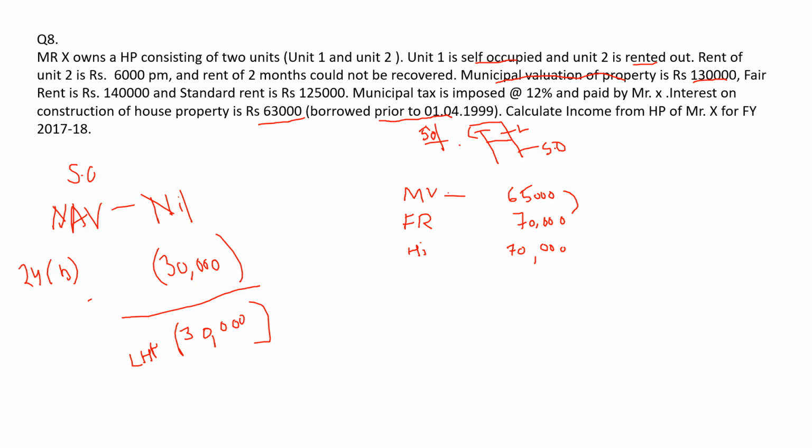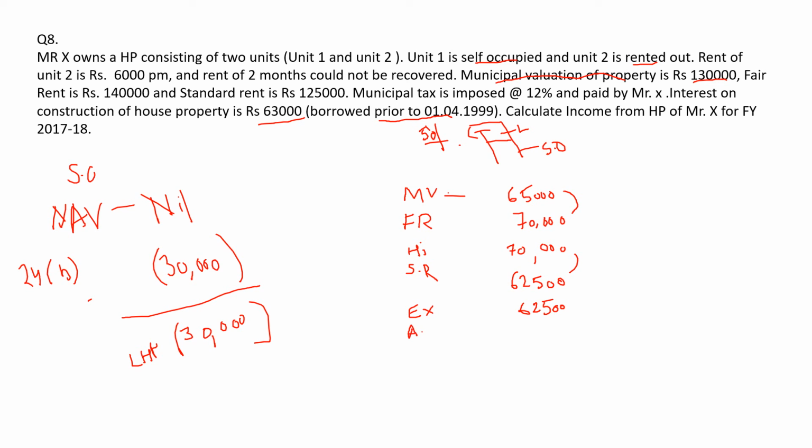Now we have been given the standard rent also. For the standard rent, we will be finding out 50% of 1,25,000. It comes out to be 62,500. And expected rent will be the lower of these two, which is 62,500.